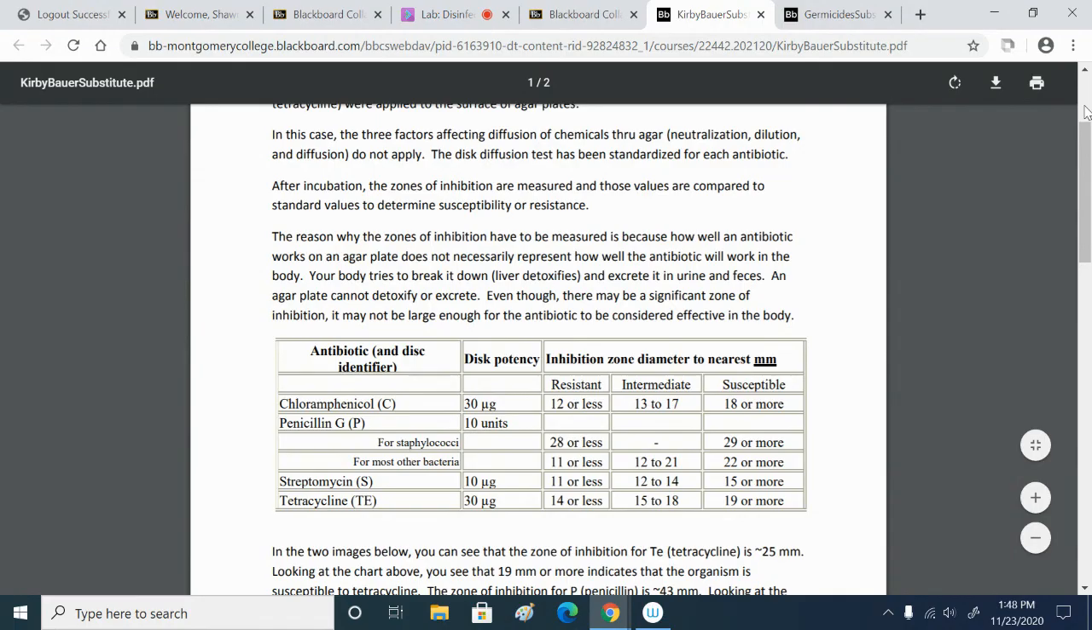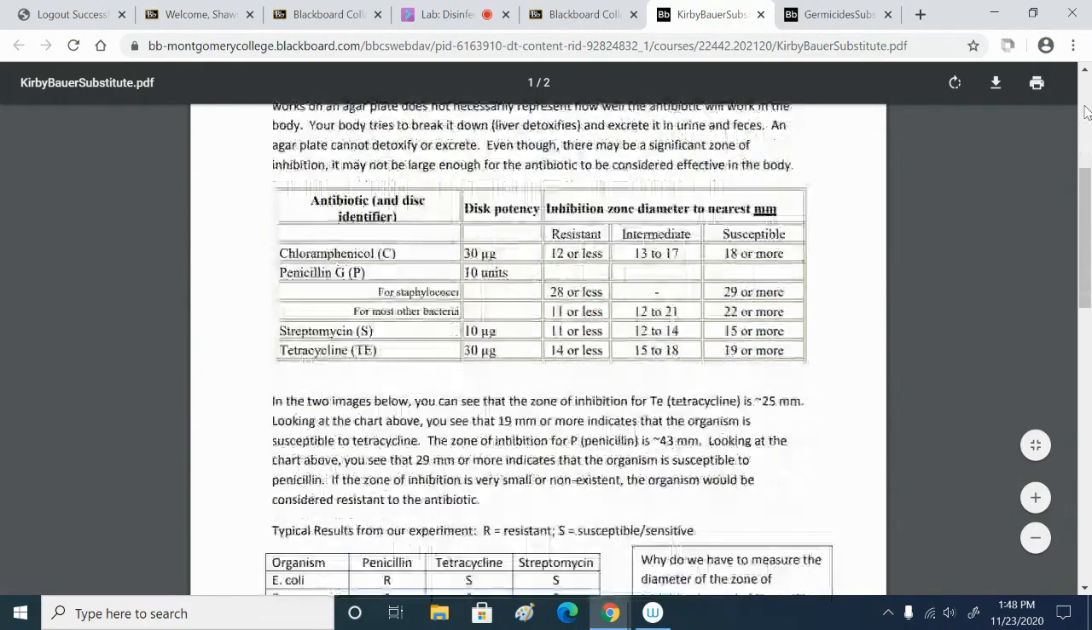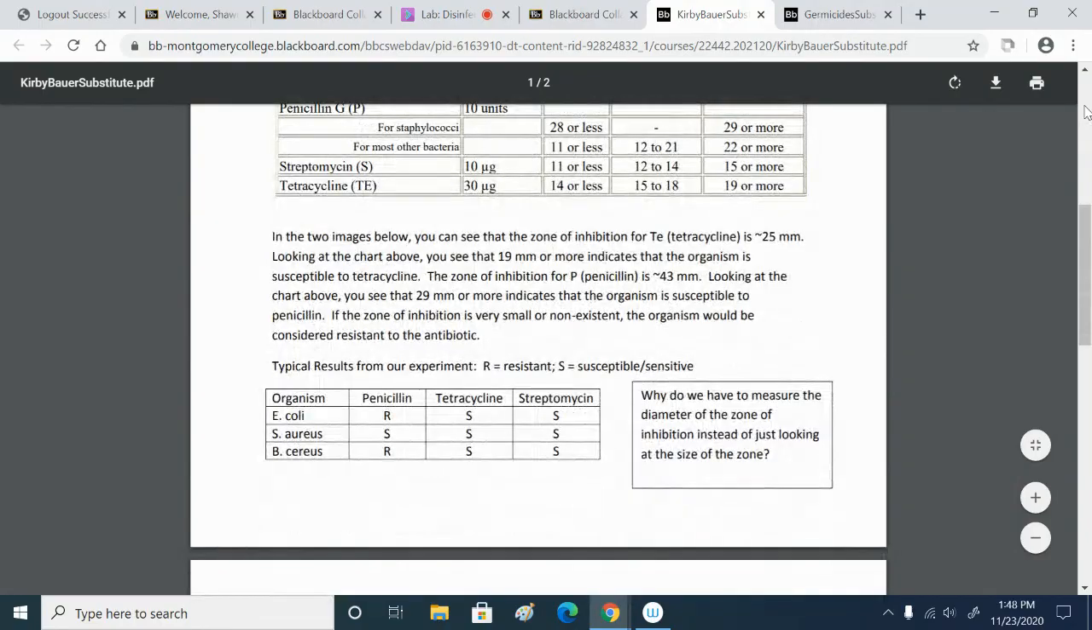So the discs are already saturated with the antibiotic. You simply had to apply them to the agar plates. Then we incubate them and observe for zones of inhibition. Only at this time, we do have to measure. And so I'll get to that shortly. But we used the same 3 bacteria that we used on the germicide plates, E. coli, Staph aureus, and Bacillus cereus.